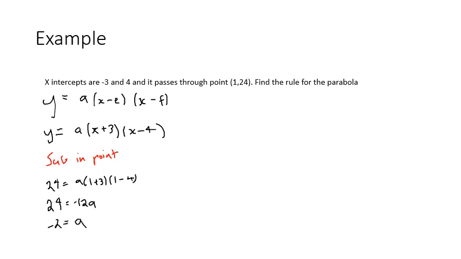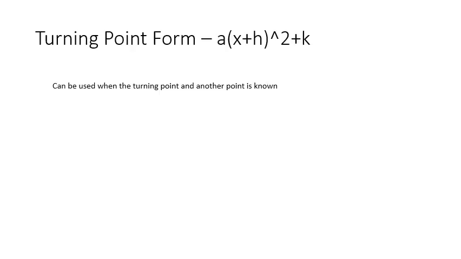And now we just write a into our formula. So y is equal to -2 brackets x plus 3 and brackets x minus 4. And that's all we need to do. Okay, so here we have our turning point form, and this can be used when the turning point and another point is known, and we'll now see it in our example.